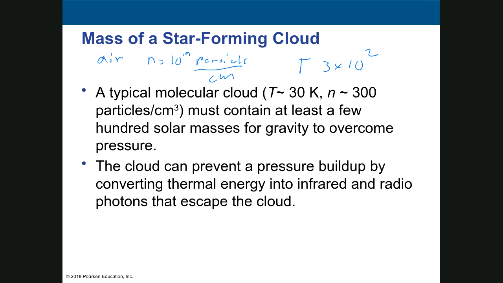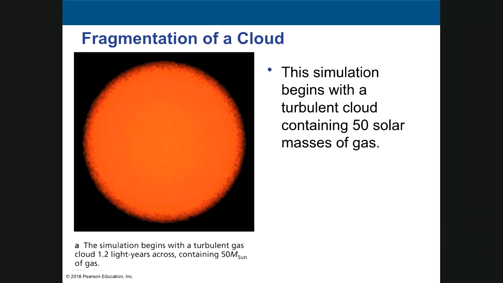So the cloud can prevent a pressure buildup by converting thermal energy into infrared and radio photons that can escape the cloud. Radio waves pass through dust very easily, whereas visible light scatters off the dust. Okay, so let's go on. You can see that this simulation here will begin with a turbulent cloud containing 50 solar masses of gas. So you can imagine this thing is light years in size.